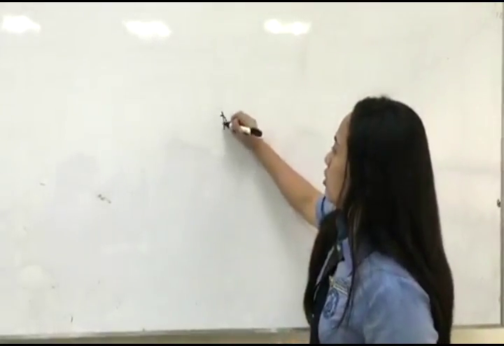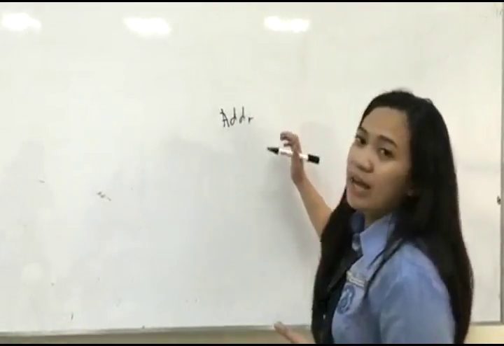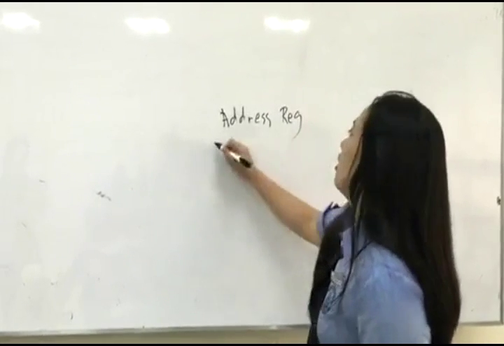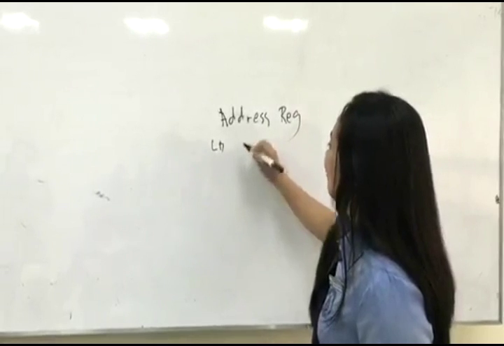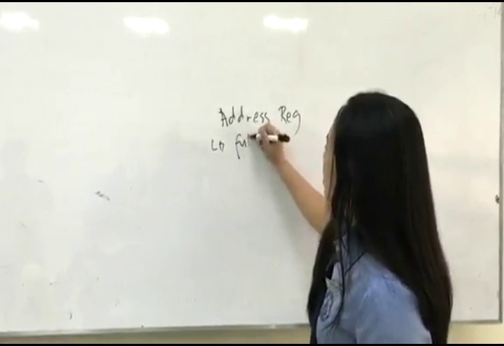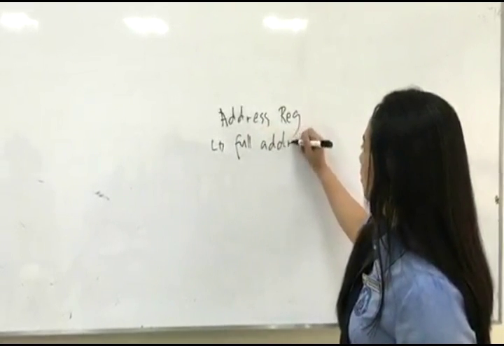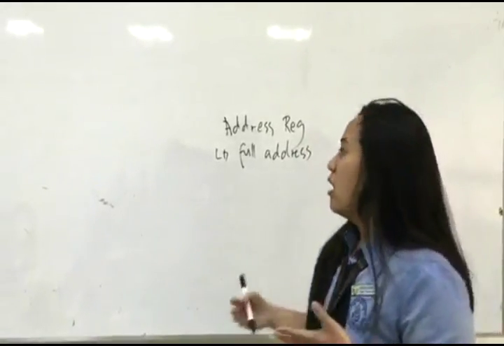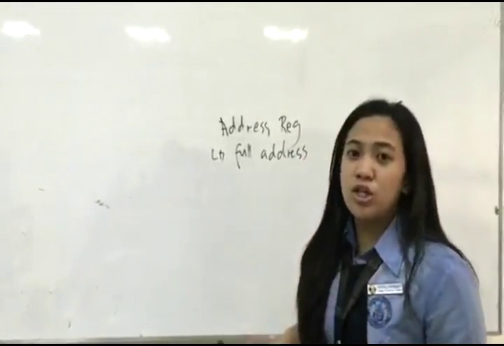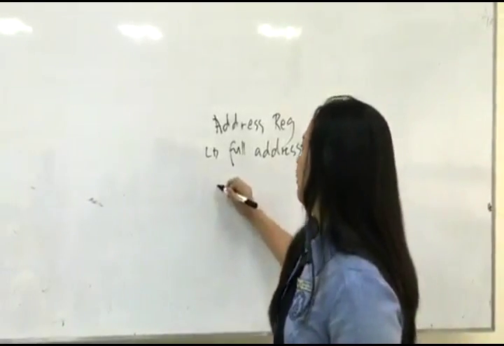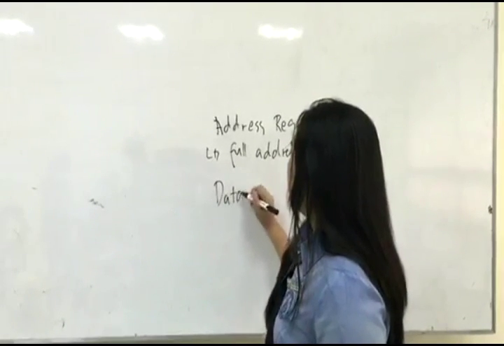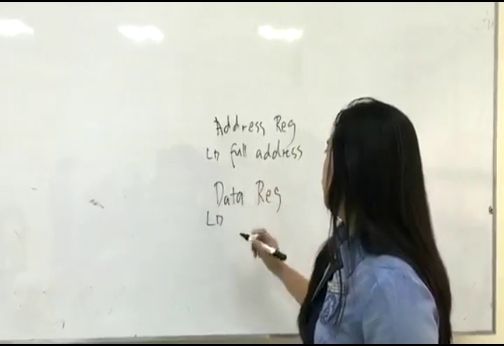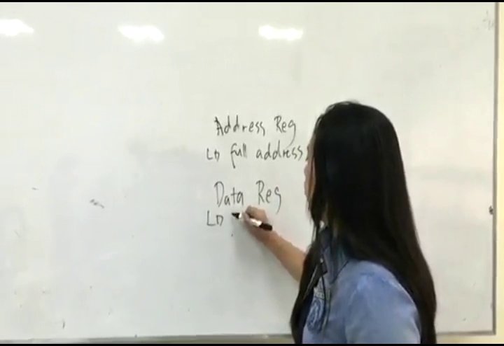Address registers are large enough to hold the full address. In short, address reg: full address. And for the data registers, they are large enough to hold one word. Data reg: full one word.